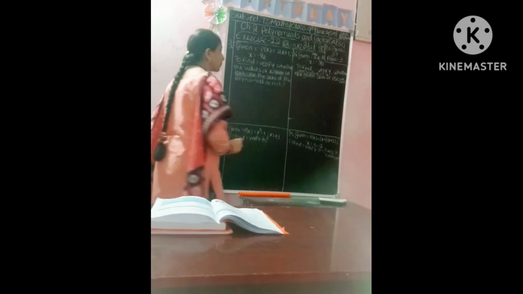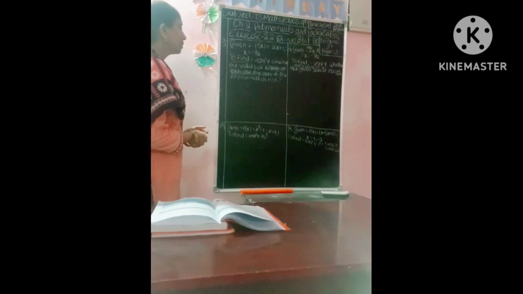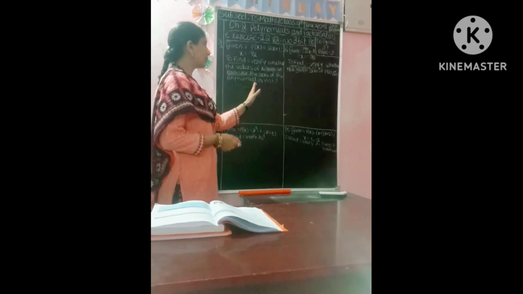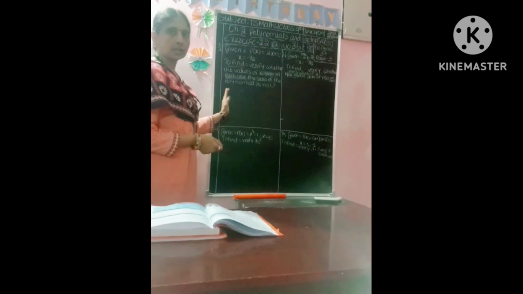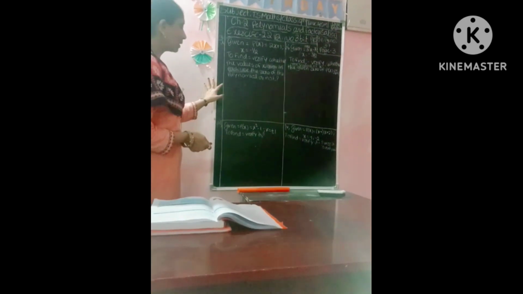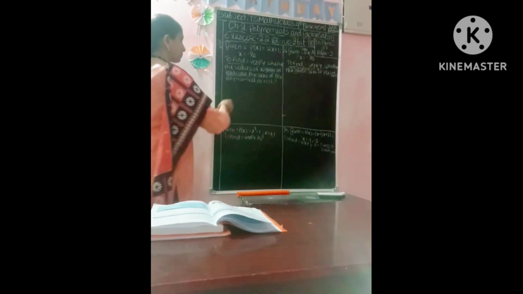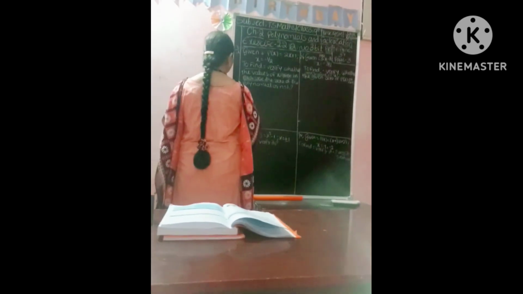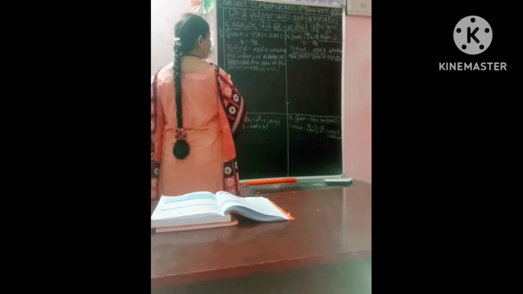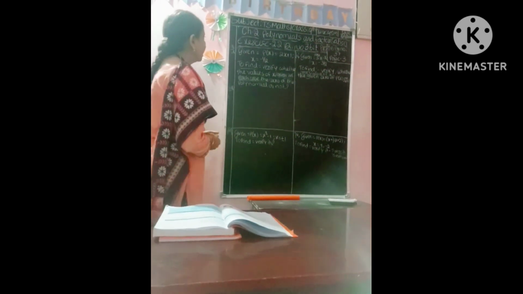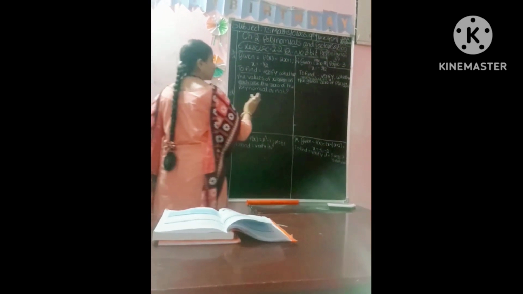These are all separate x values given. In each case, is it a zero of the polynomial or not? Is it verified or not? That is the question. All are the same to find, but the x values are different, and the polynomials are also different. So verify or not, check it.